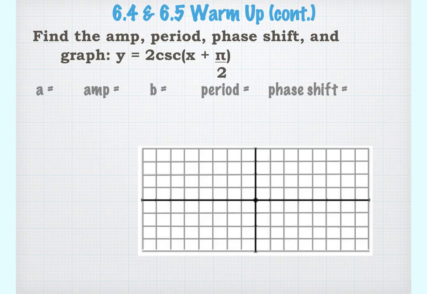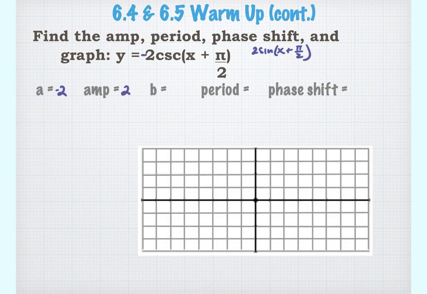All right, I'm going to do that third one. So this is cosecant, which means we're graphing sine. So it would be 2 sine x plus pi over 2. So my A is 2, which is, oh, did I make this negative on yours? Yes, it's negative, right? Because we hadn't done the end. Okay, negative 2. Then the amplitude is 2.